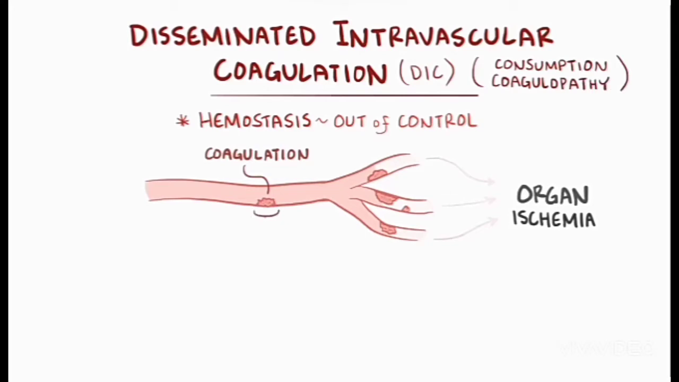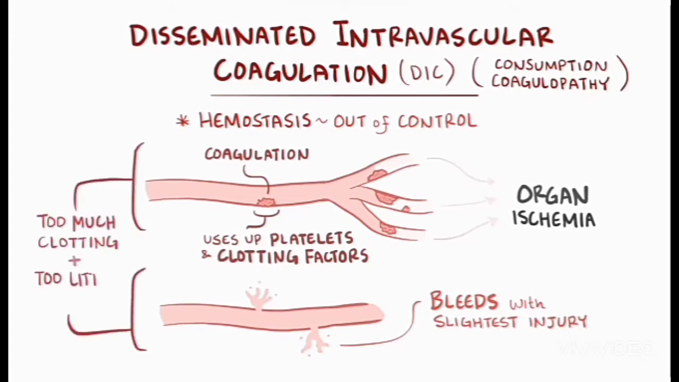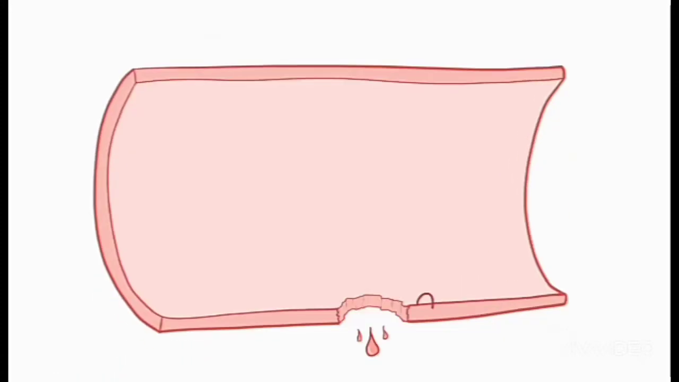ischemia. DIC is also called consumption coagulopathy because all this clotting consumes platelets and clotting factors. Without enough platelets circulating in the blood, other parts of the body start to bleed out with even the slightest damage on the blood vessel wall. So paradoxically, patients have too much and too little clotting.